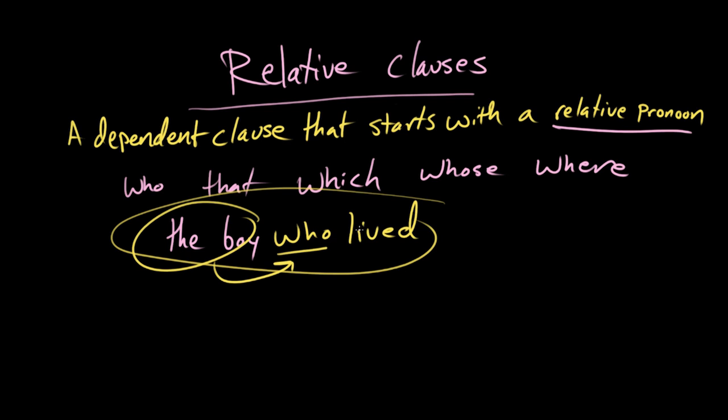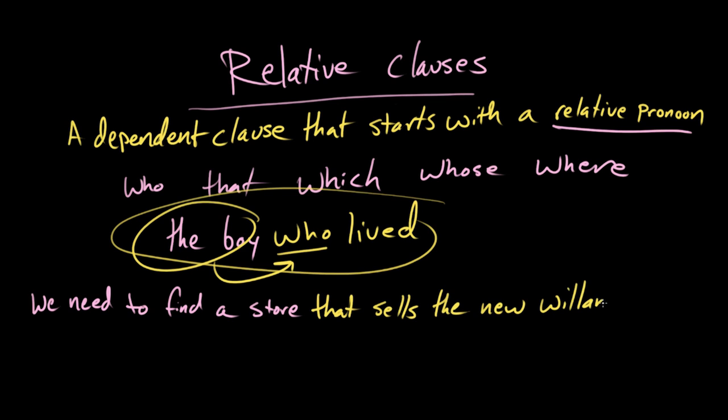a relative clause. So we need to find a store that sells the new Willamette cold brew coffee ice cream. I've heard it's really good. So all of this together is a sentence. This is definitely a sentence. We need to find a store that sells the new Willamette cold brew coffee ice cream. Like, indisputably, that is a sentence. We have our subject, we have our verb, need, and then the object of need is to find a store that sells the new Willamette cold brew coffee ice cream.